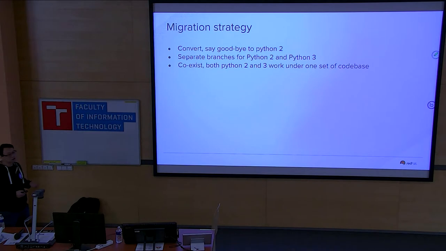So what's the migration strategy? Normally, we have three choices. Number one choice is to completely convert the current Python 2 code to Python 3 and totally say goodbye to Python 2. Number two choice, you can create separate branches for Python 2 and Python 3. But if you have a new feature or a new fix, you need to push separately. So it will double your maintainer and developer effort. The last choice is coexistence. That means Python 2 and Python 3 share the so-called code base and they work on both Python environments.